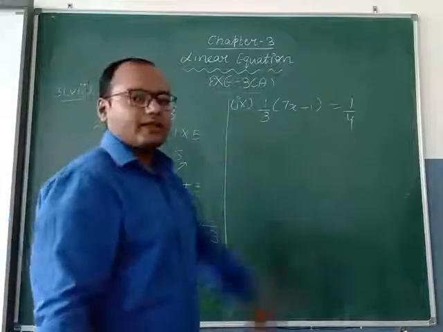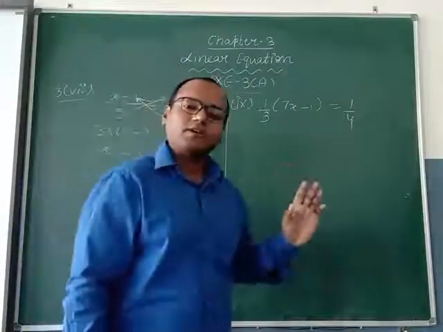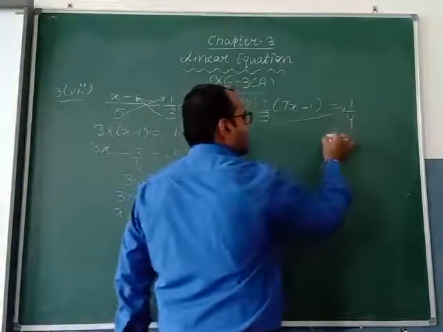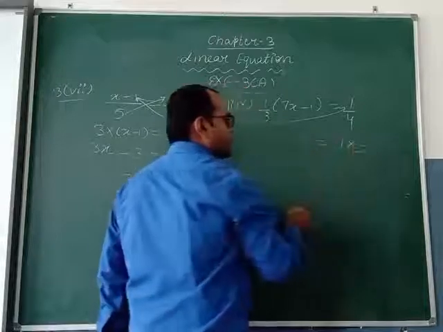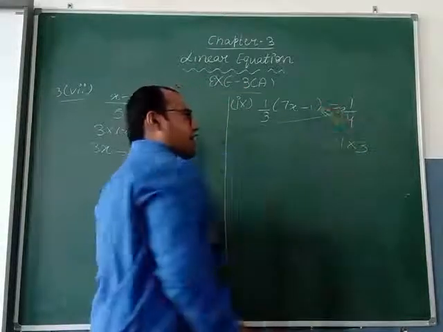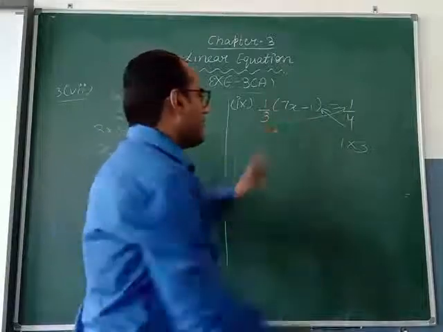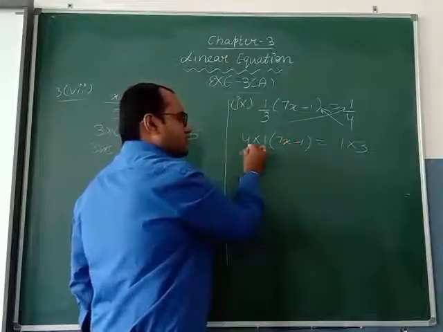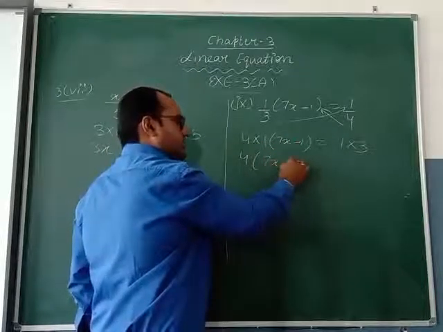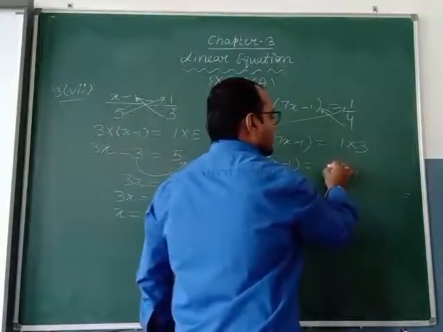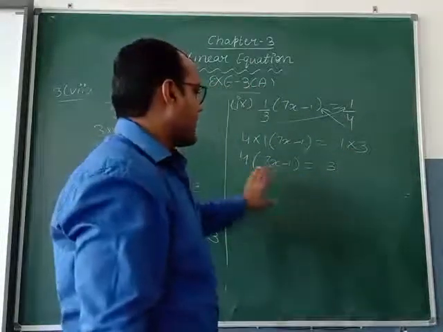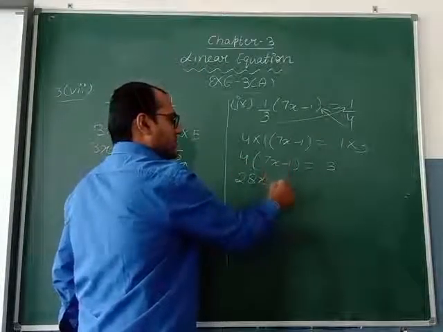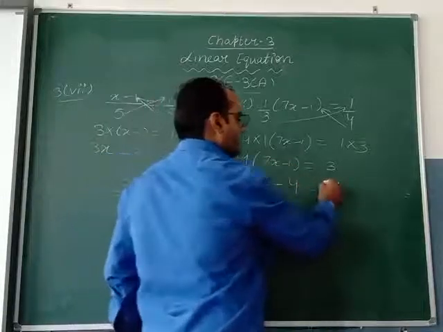Now part number 9. Here also we will do the same work as we have done here, cross multiply. This 3 is in divide, on the right hand side it will be written as 1 multiply 3. This 4 is in divide, on the left hand side it will be written as multiply. 4 multiply 1 bracket 7x minus 1. 4 into 1 is 4, bracket 7x minus 1, equal to 3 into 1 is 3. Now we have to multiply them, 7 fours are 28x minus 4 ones are 4, is equal to 3.